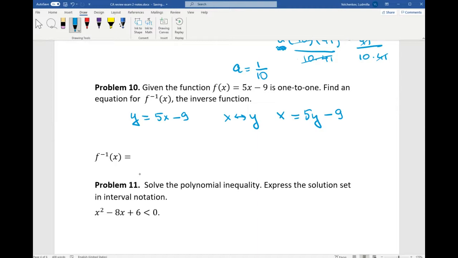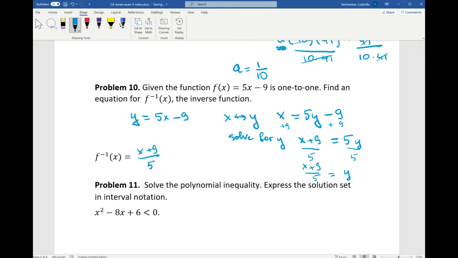And then we solve for y. So we isolate y on one side of the equation. Let us isolate it on the right. Add 9 to the left and to the right. X plus 9 on the left, 5y on the right. And then we divide by 5 on the left and on the right. So x plus 9 over 5 equals y.